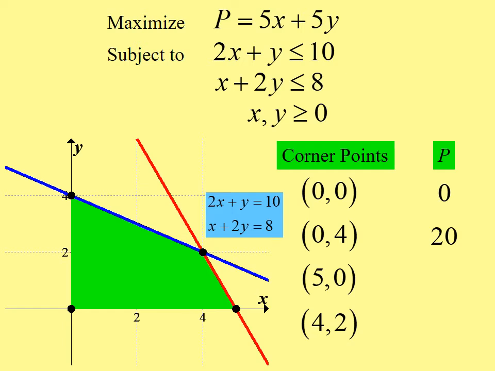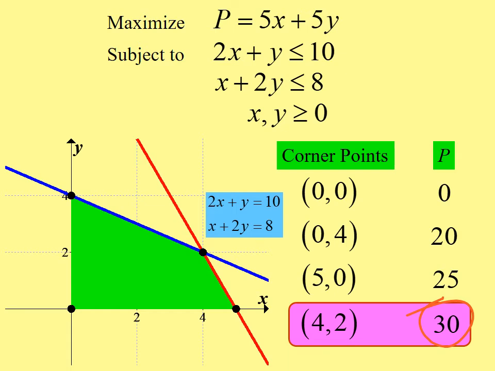The 5, 0, it'd be 5 times 5 plus 5 times 0, which would be 25. And the last one would be 5 times 4 and 5 times 2. That would be 20 plus 10, which would be 30. So the largest value would obviously be the 30. And that comes from having 4 of the x's and 2 of the y's.